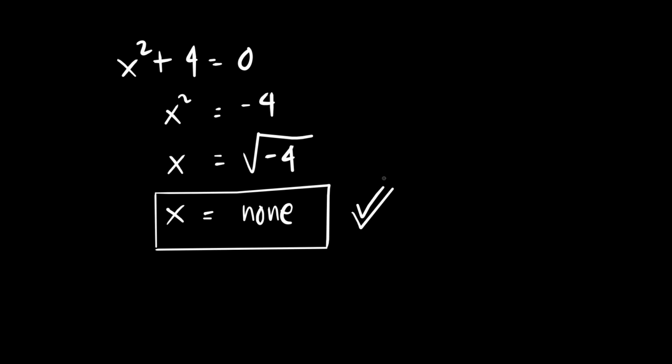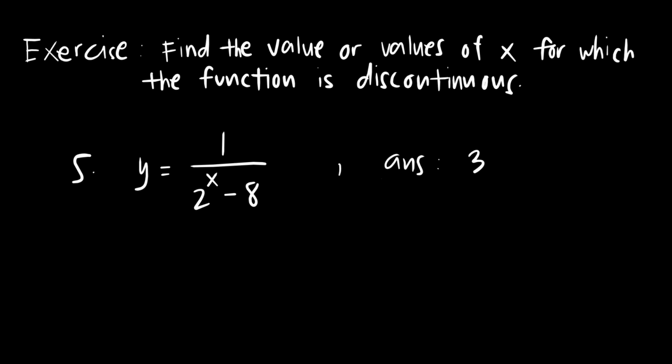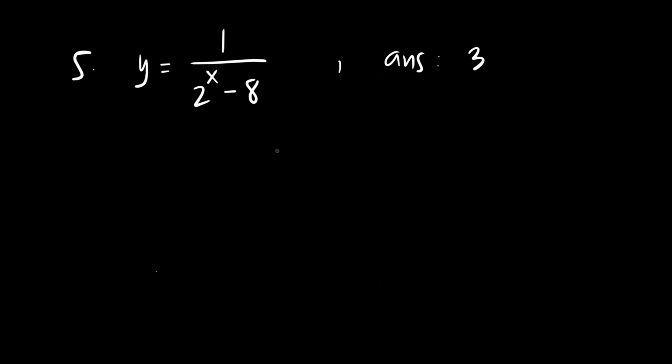So let's proceed to number 5. y is equal to 1 all over 2 raised to the power of x minus 8. So let's answer this one. The same thing we do in the previous example, we'll equate the denominator to 0. So 2 raised to the power of x minus 8 is equal to 0, so 2 raised to the power of x is equal to 8.